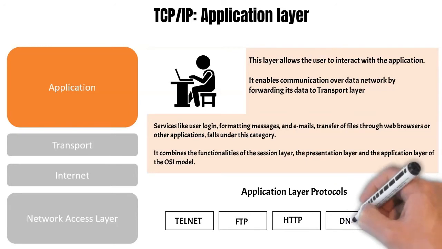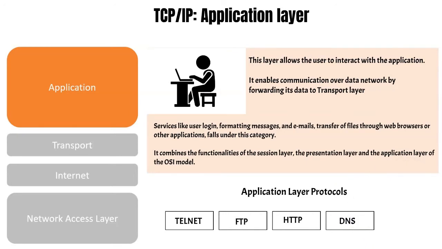Domain Name System or DNS is a naming system for devices in networks. It provides services for translating domain names to IP addresses. Simple Mail Transfer Protocol or SMTP lays down the rules and semantics for sending and receiving emails.